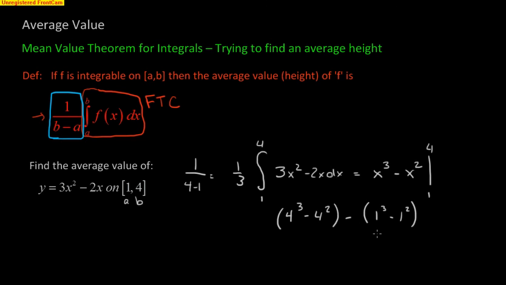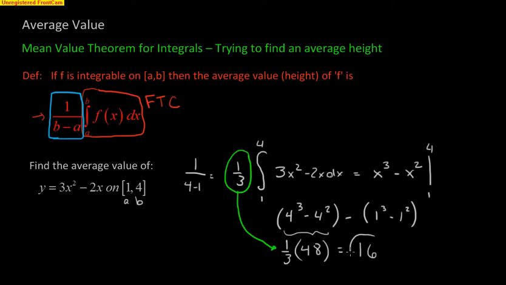As you can see, this is going to be 0 on the right over here. And we're going to wind up with this part right here as being 48. Now, what you can't forget is this part right here. That 1/3 has to be multiplied at the end. Number one mistake. So we're going to get 1/3 of 48, and we will wind up with 16, and that winds up being our average height of that curve. So that's an average value problem. Okay, hopefully that helps.